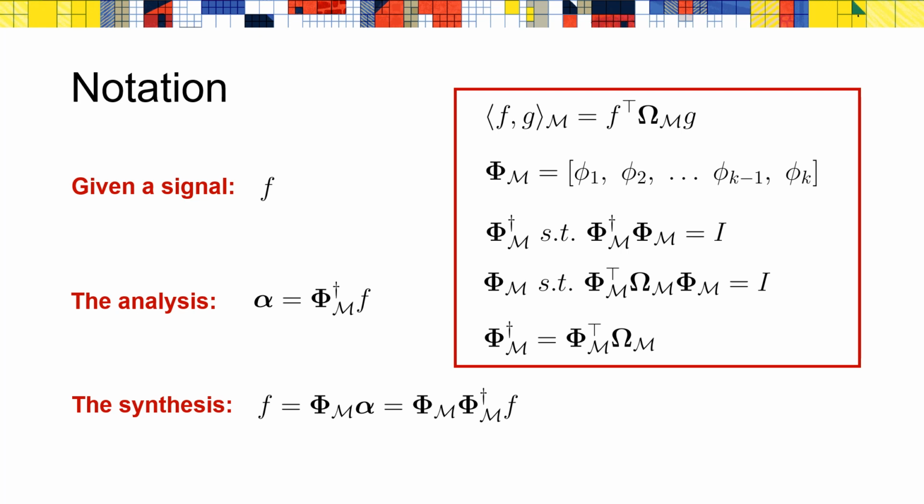With this notation, we are able to write in matrix notation the analysis and the synthesis for the Fourier representation of a signal f. The coefficients are obtained as the product between the pseudo-inverse of the matrix Phi and the signal f, and then the signal can be recovered as the product between the matrix Phi and the coefficients.